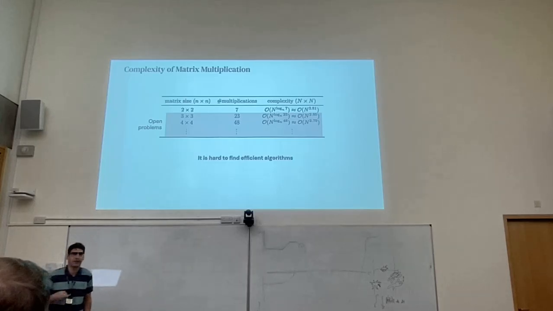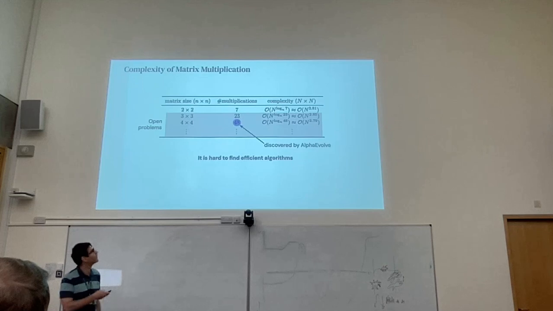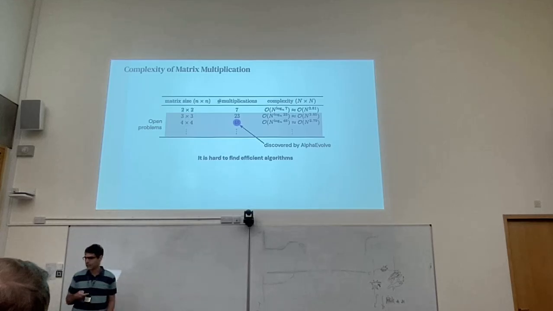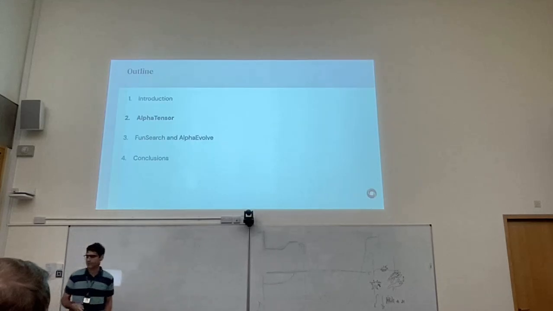And that's why we think that AI can help us here. In fact, this 48 here was discovered by, so it's a little bit different. Okay, so with that in mind, let's jump into AlphaTensor.